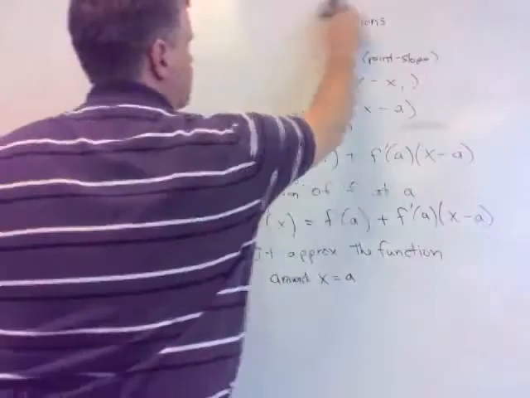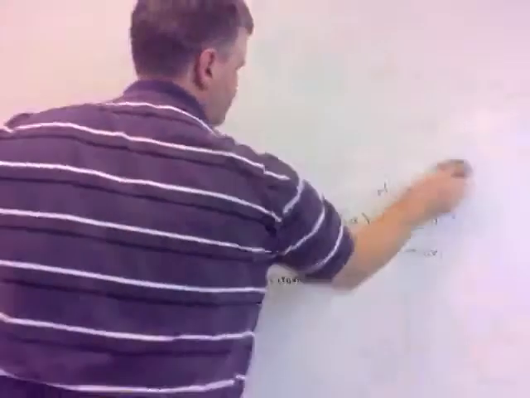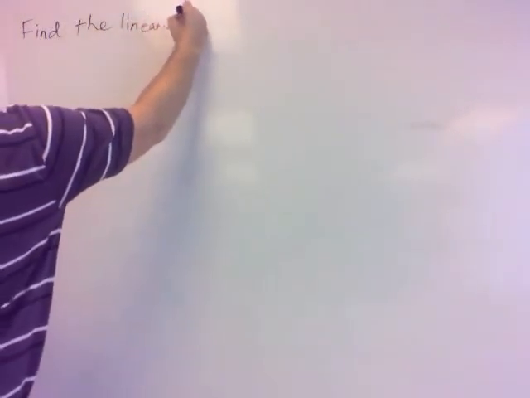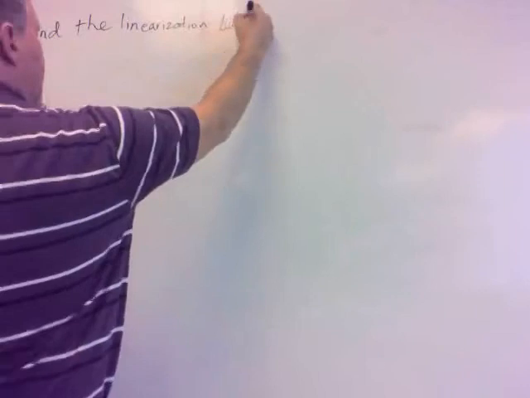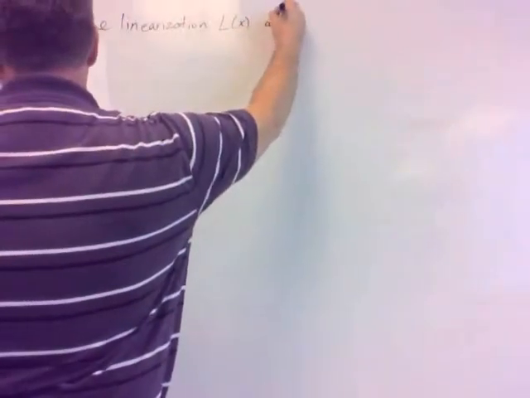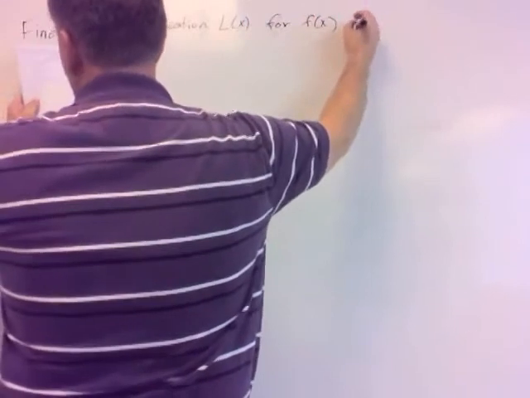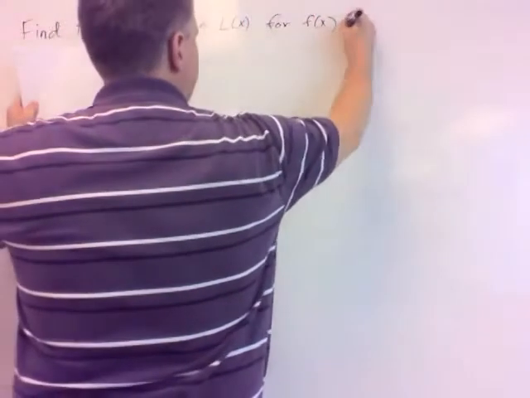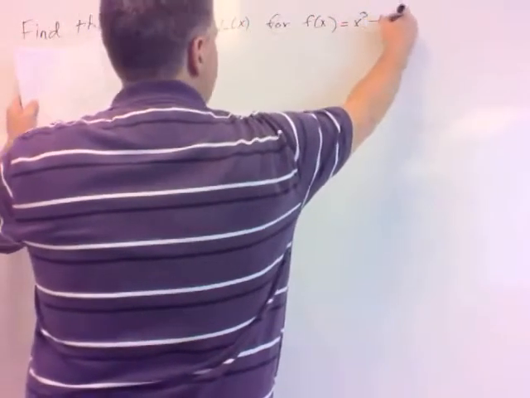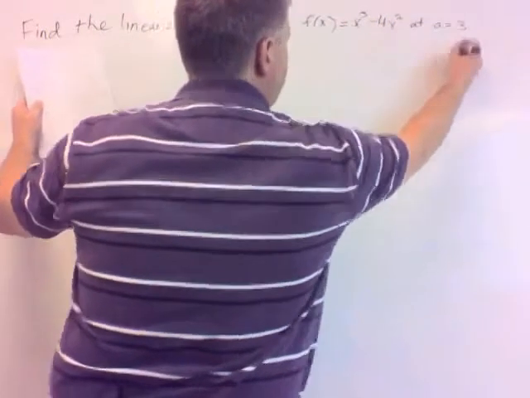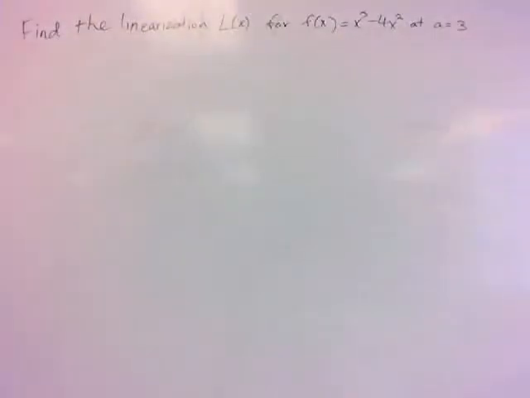This L of x. Find the linearization L of x for f of x equals x cubed minus 4x squared at a equals 3. I believe that is the wording they will potentially use.